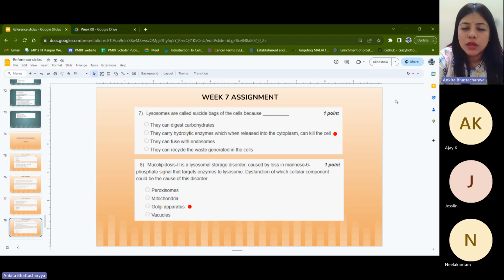The question is which cellular compartment's dysfunction could be the cause of this disorder. What could possibly be the reason, where you see a loss in the mannose-6-phosphate signal? This could be because of some error within the Golgi apparatus, because, like I just mentioned, there is some sort of processing or snipping occurring within the Golgi as well. Just give me a second. Okay.